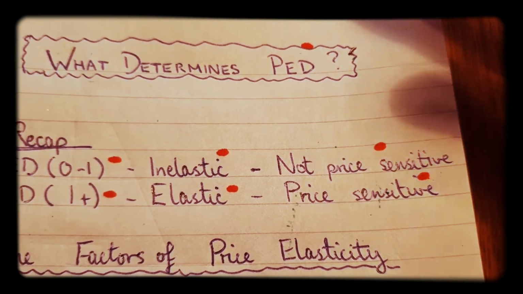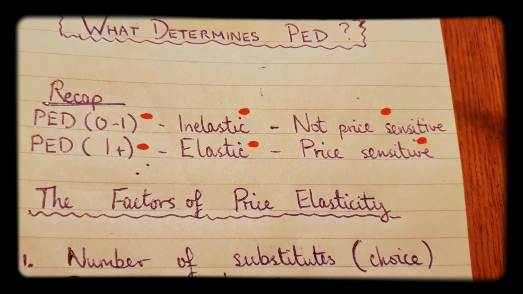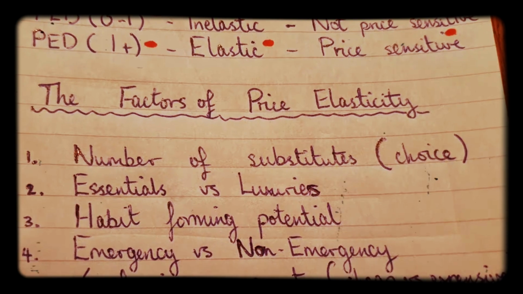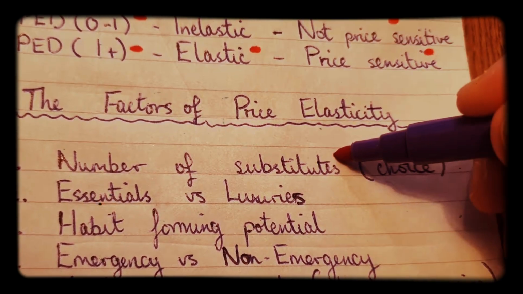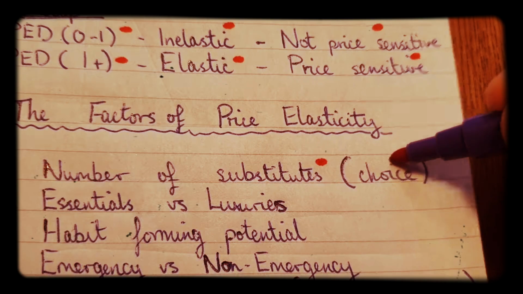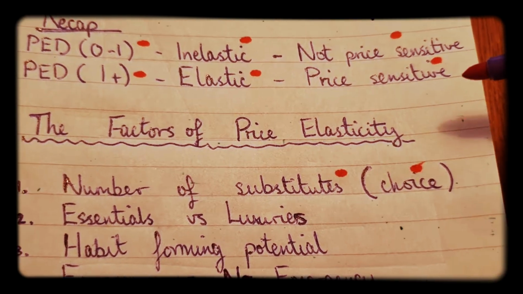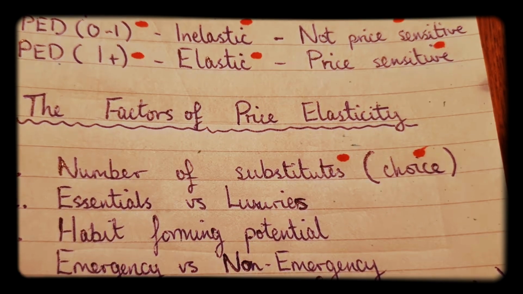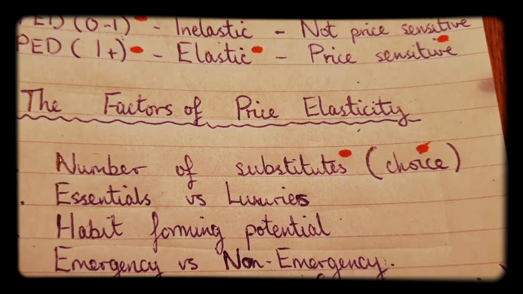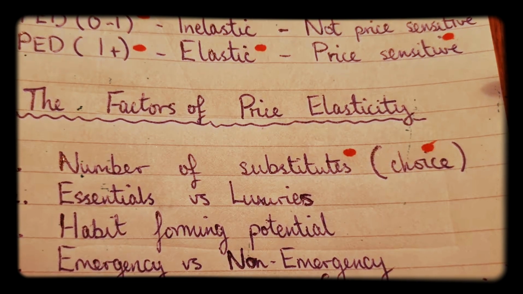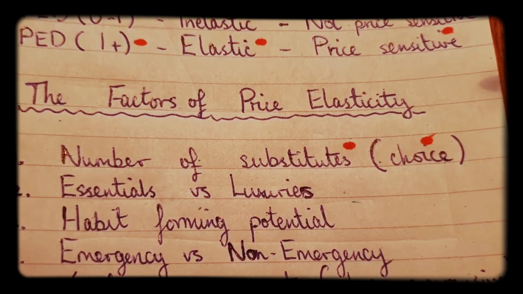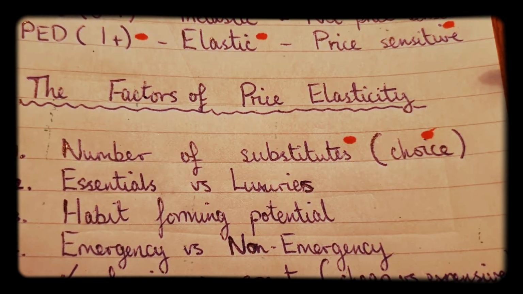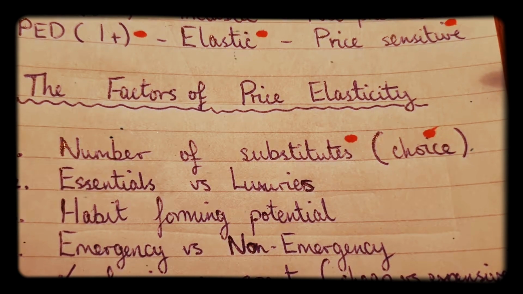Okay, so let's think about what the factors are that determine a product's elasticity. The first thing is the number of substitutes available. If consumers have plenty of choice, they are going to be very price sensitive because there are lots of other options available from competing firms. So if the number of substitutes is high, then PED is going to be elastic. If the number of substitutes is low, then PED is more likely to be inelastic.